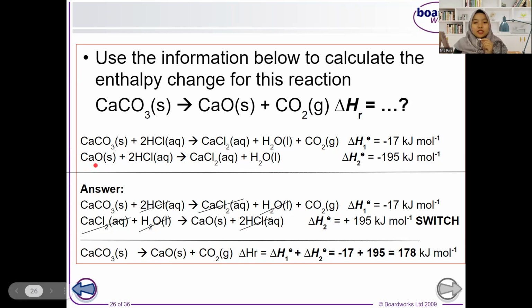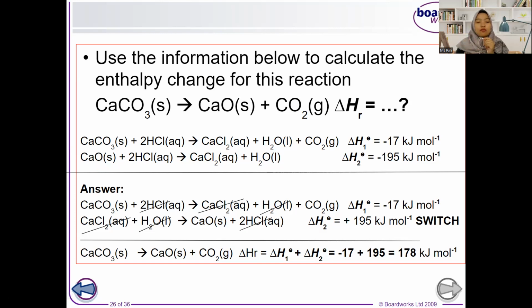Look at the position. Is the position the same as in the question here? CaO here is after the arrow, so it's a product. But in the second reaction, it is before the arrow, so it is a reactant. We have to follow the question. So we have to make the CaO become a product by switching the reaction.